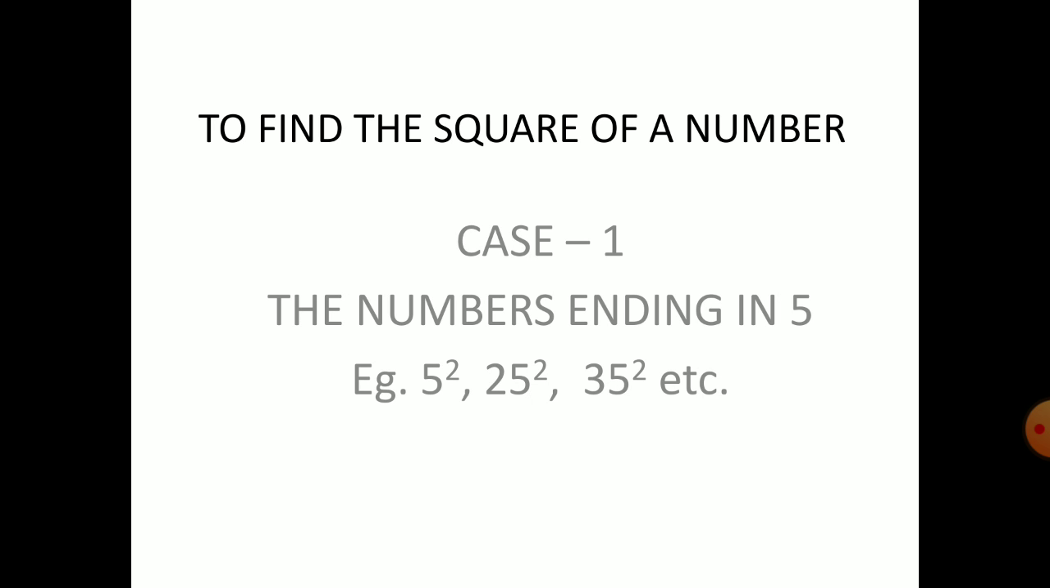Let us see case 1: to find the squares of numbers ending in 5. The examples are 5 square, 25 square, 35 square, etc.